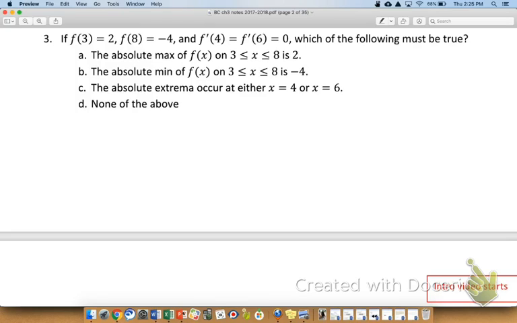Why not D? Just because C is true, that there are absolute extrema at 4 and 6.